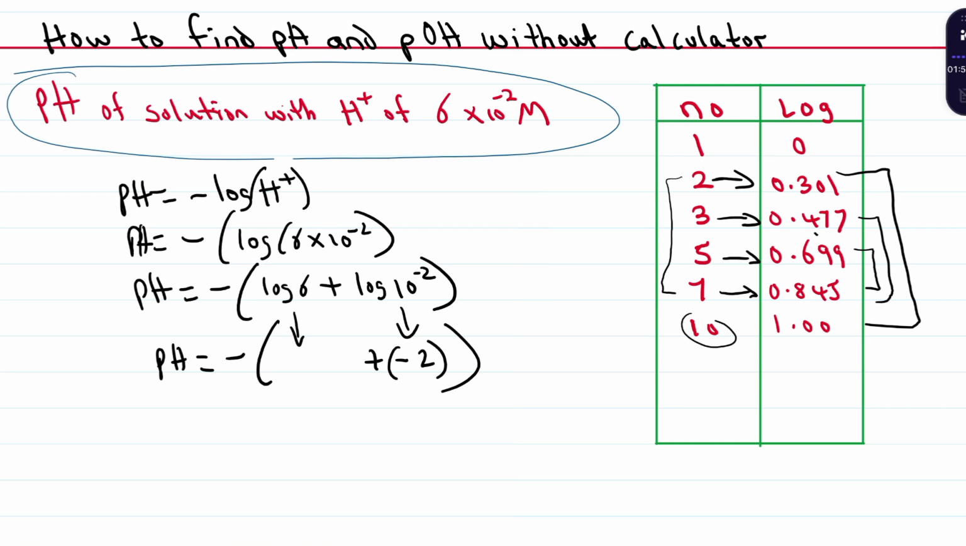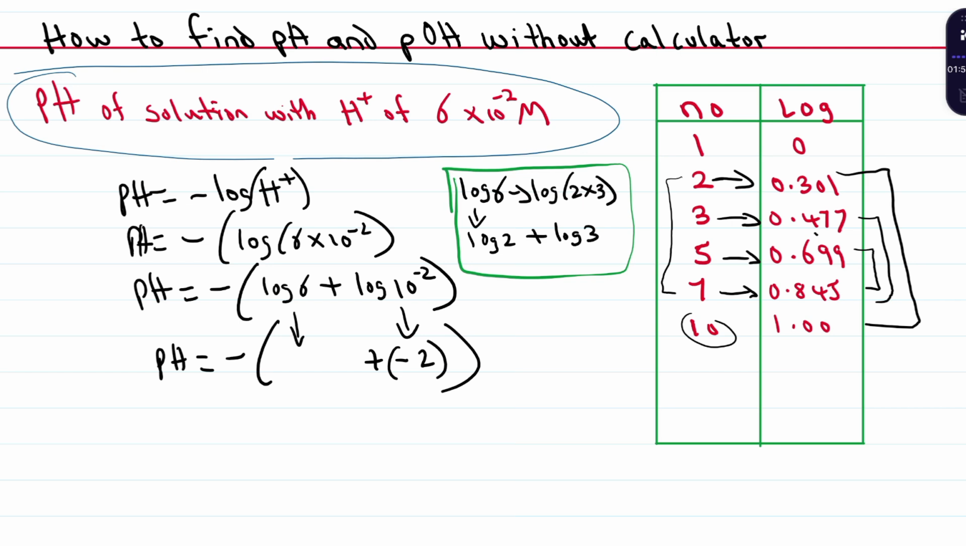So what's our log 6? Now to find your log 6, let me draw a kind of box here. To find our log 6, note log 6 is the same thing as log 2 times 3. So indirectly we are saying log 6 is equal to log of 2 plus log of 3. And that's where you come back to your table here. Log 2 is 0.301 and log 3 is 0.477. So you say 0.301 plus 0.477, and your answer is going to be 0.778.